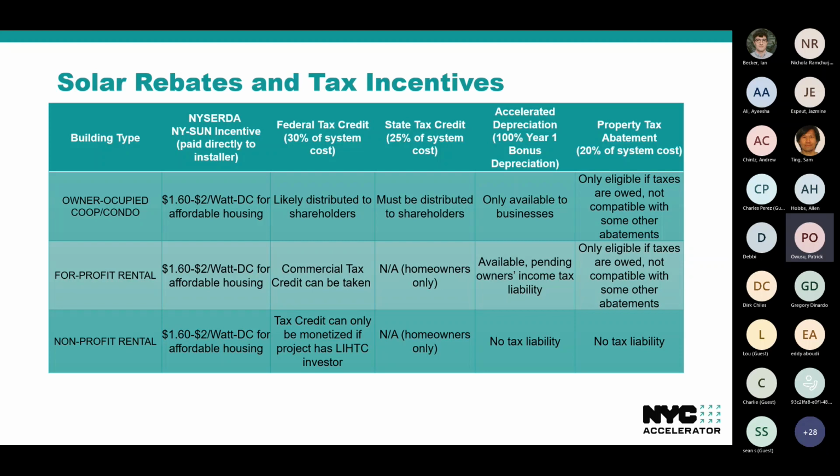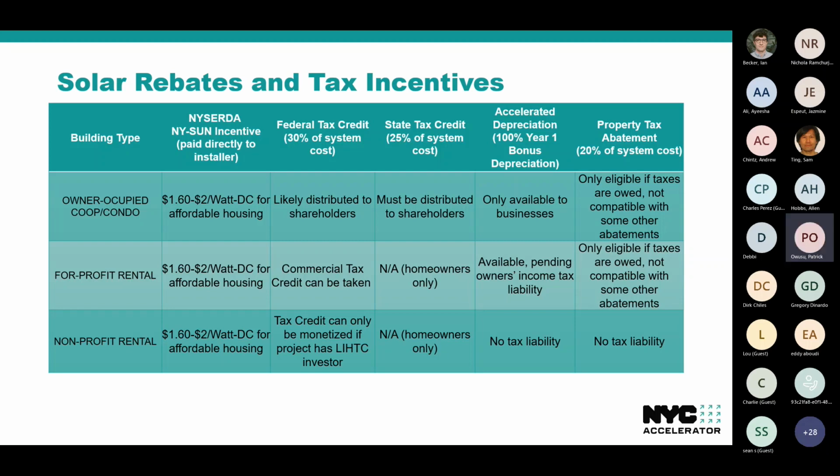And lastly, I wanted to bring to note the different solar rebates and tax incentives that are available depending on the building type. There is the NY-Sun incentive that's always given to solar projects. If it's market rate, it's $1.60 per watt. And if it's affordable housing, it's $2 per watt.